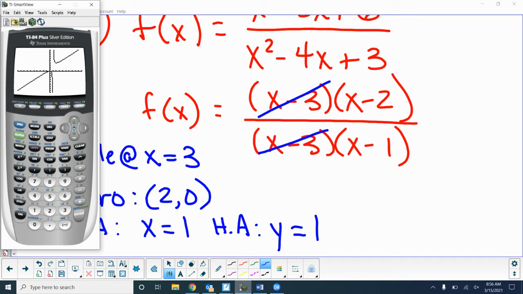All right, so then, to graph it, you can put the original in if you want. I'd put the original in. Again, put them in parentheses: x squared minus 5x plus 6 divided by, parentheses, x squared minus 4x plus 3. And then hit graph.